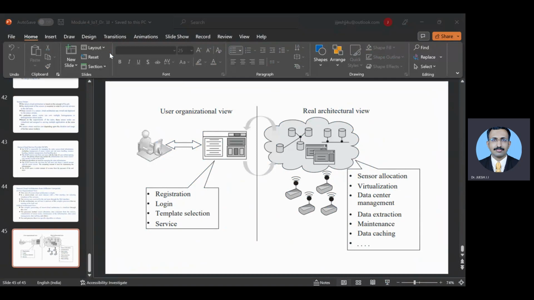But in the case of the real architecture viewpoint, you are going to see the sensor allocation, how to do the sensor allocation. You are going to see the virtualization process, data extraction. All this process is what you are going to see at the code level in the case of the architectural view. Okay, so this is what we are going to understand. So is that clear for you? So we have seen the cloud implementation, all those things.